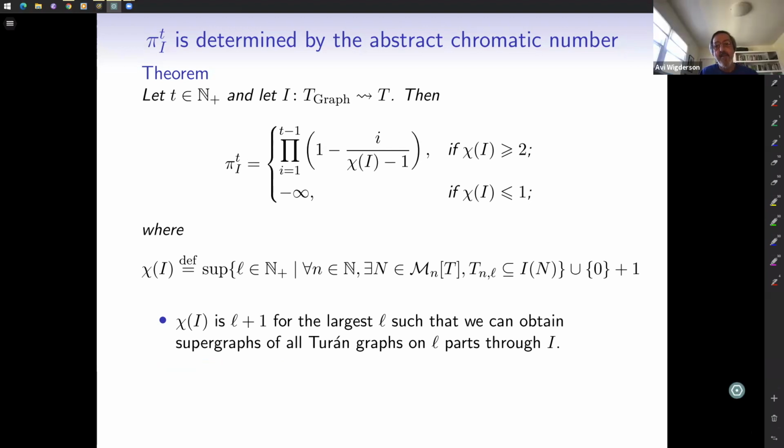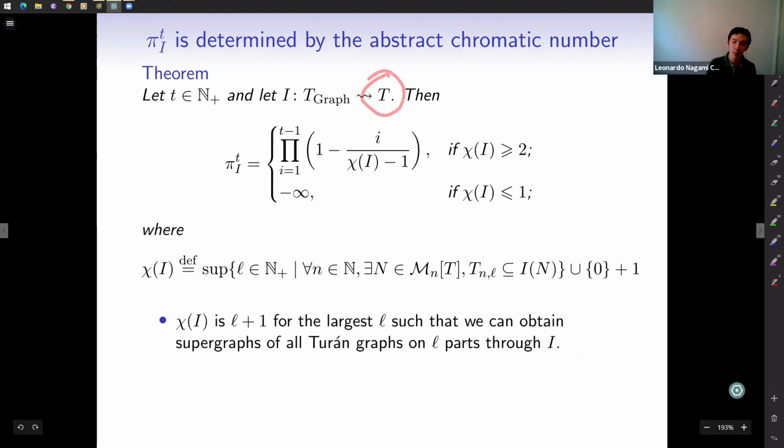Sorry, can you say again what a supergraph is? A supergraph is a graph with more edges. You can add edges. So for instance, a clique is always a supergraph of any graph. Supergraph is just adding edges. Can you say again what this "through I" means? Oh, true. Remember that this I here says every time I give you a model of T, I can construct a graph from it, right? So that's what I mean when I say true I, right?